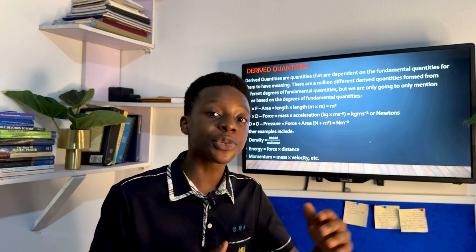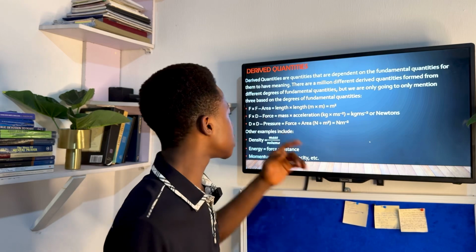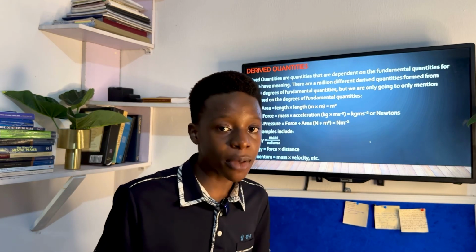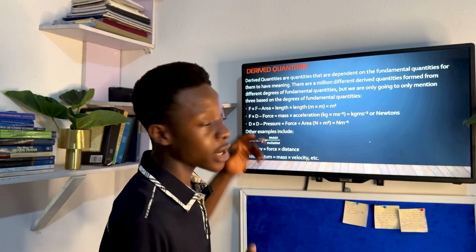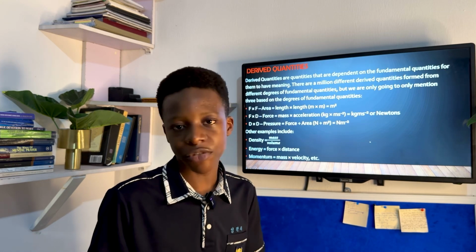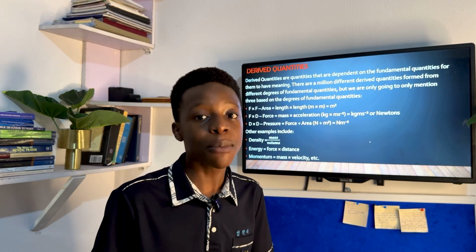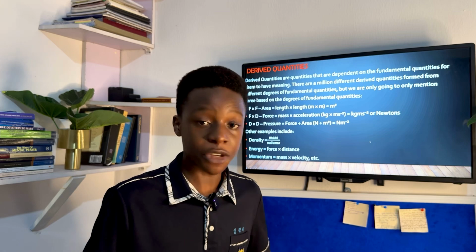Now we have just broken it into its two fundamental quantities: distance, which is in length or meters, and time, which is in seconds. So each time you break down a derived quantity, you're always going to end up with a fundamental quantity. So you're always going to get many more derived quantities from different derived quantities.